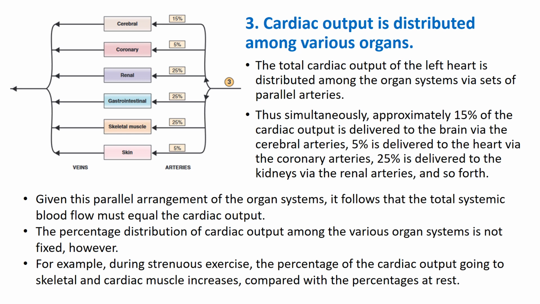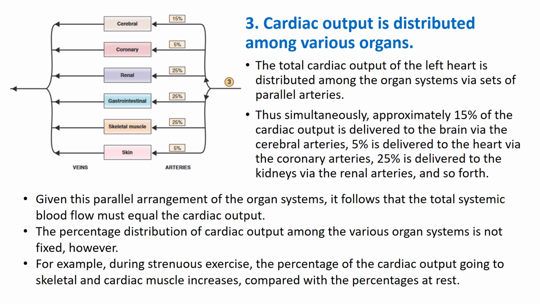Step 3. Cardiac output is distributed among various organs. The total cardiac output of the left heart is distributed among the organ systems via sets of parallel arteries. Thus simultaneously, approximately 15% of the cardiac output is delivered to the brain via the cerebral arteries, 5% is delivered to the heart via the coronary arteries, 25% is delivered to the kidneys via the renal arteries, and so forth.